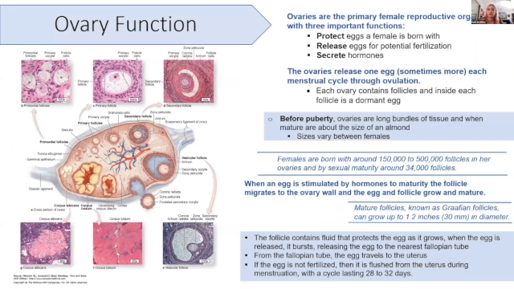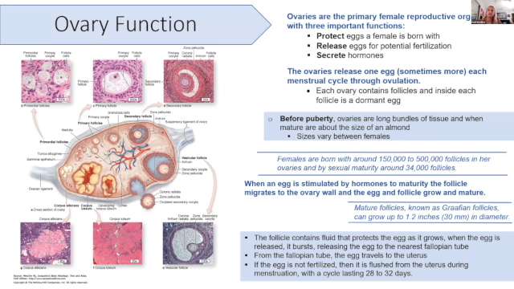Ovarian function: ovaries are the primary reproductive organs with three important functions. They protect the eggs females are born with, they release eggs for potential fertilization, and secrete hormones from the corpus luteum. The ovaries release one egg, sometimes more, each menstrual cycle through ovulation, and each ovary contains follicles, and inside each follicle is a dormant egg.